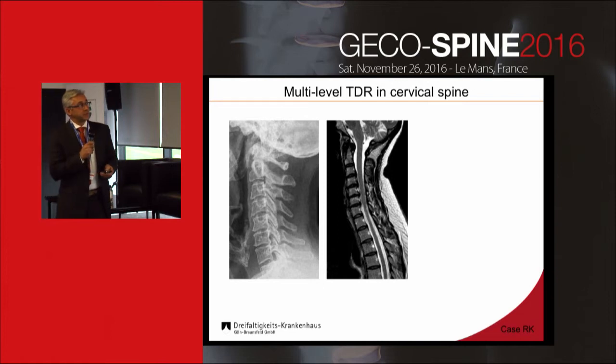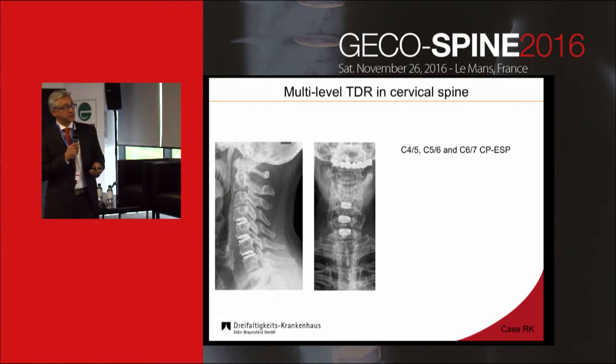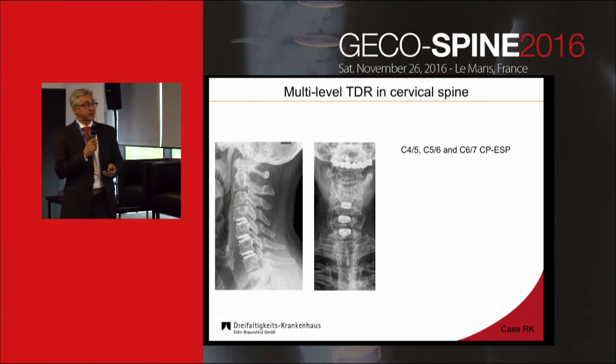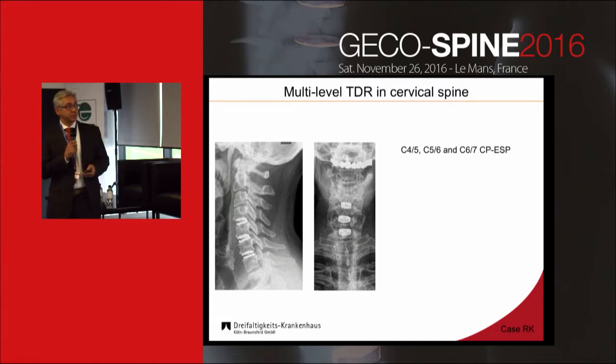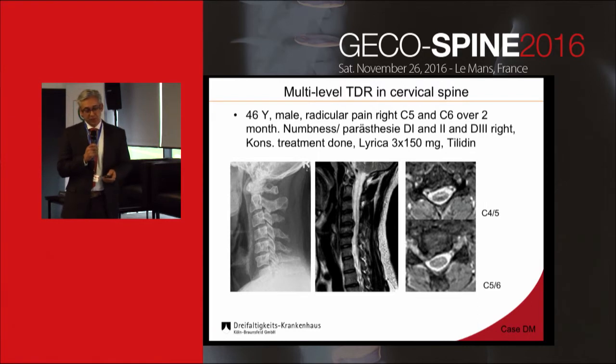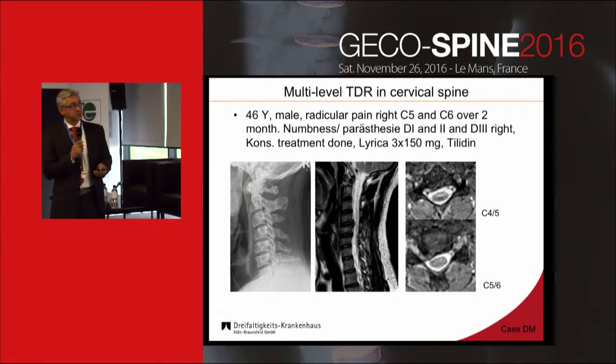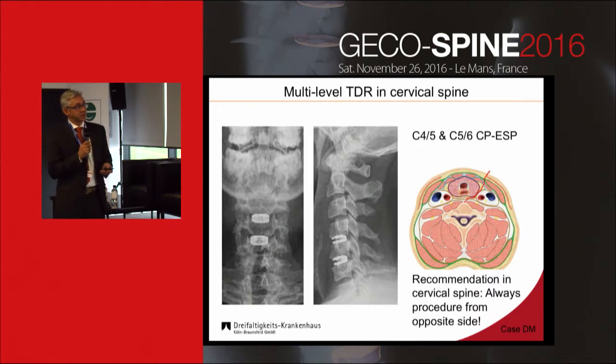So, next case, treated with 3 levels. I don't have any MRI scans, but in this case it was also a very narrow spinal canal without myelopathy, with radicular pain. And here also a case, a 46-year-old male patient, radicular pain on the right-hand side, C5 and C6 over 2 months, numbness. This is also, in my opinion, a good case for the TDR.